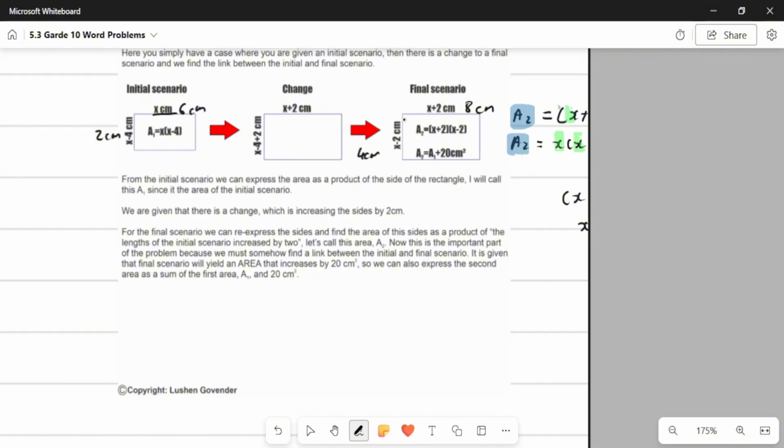But basically, we can say, to get the area of this final scenario, it's the product of these two sides here. Right? Because we took whatever this side was, we increased it by 2. We took whatever this side was, we increased it by 2. And now we can find the area. And that's what we get there. Now, this is the important part of the problem, because we must somehow find a link between the initial scenario and the final scenario. Otherwise, word problems will not work at all. If it is given that the final scenario will yield an area that increases by 20 centimeters squared, we can re-express the second area as a sum of the first area and 20 centimeters squared. That's the second equation. Right?